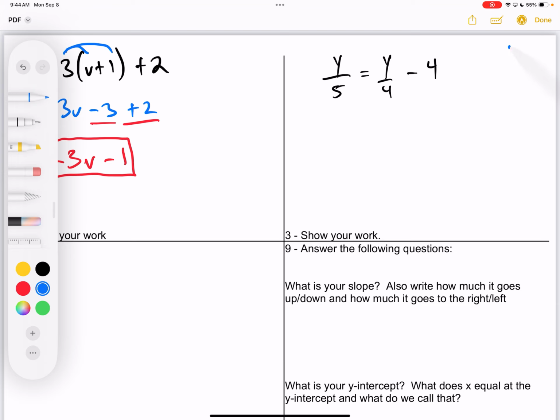All right, so to get rid of fractions, we multiply by the LCD. The LCD on this one is 20. So I write 20 here, and 20 here. I multiply everything in the equation by 20. So 20 divided by 5 would be 4, and then 4y. 20 divided by 4 would be 5, and that would be 5y. And then 20 times negative 4 would be negative 80.